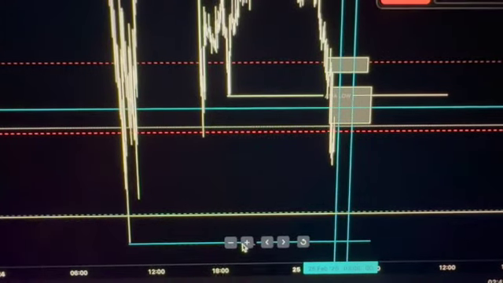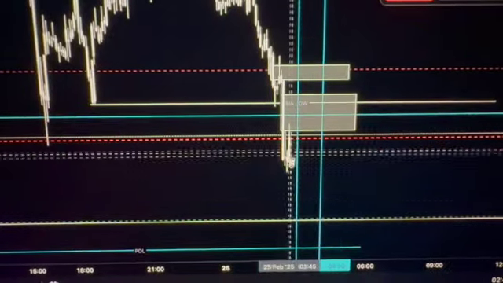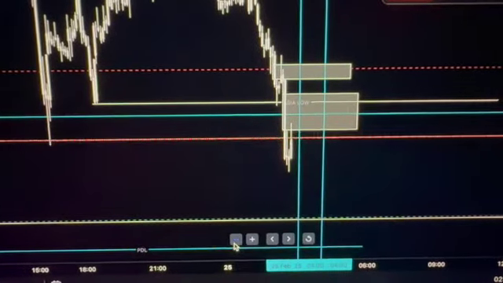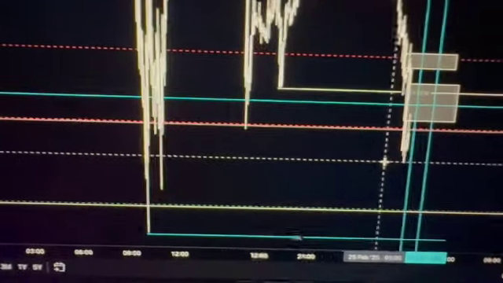So yeah, there's no sense in me trying to buy Asia's low if my bias is bearish. I can't go against the higher time frame. So we're just gonna see.